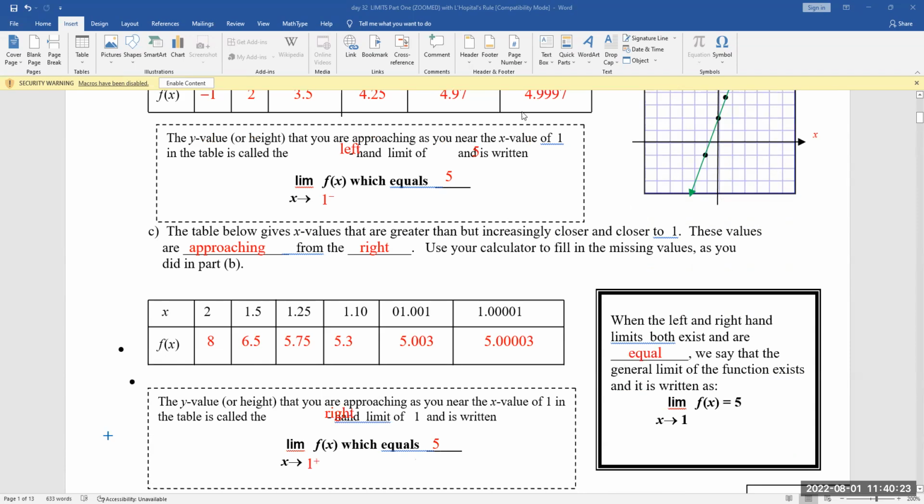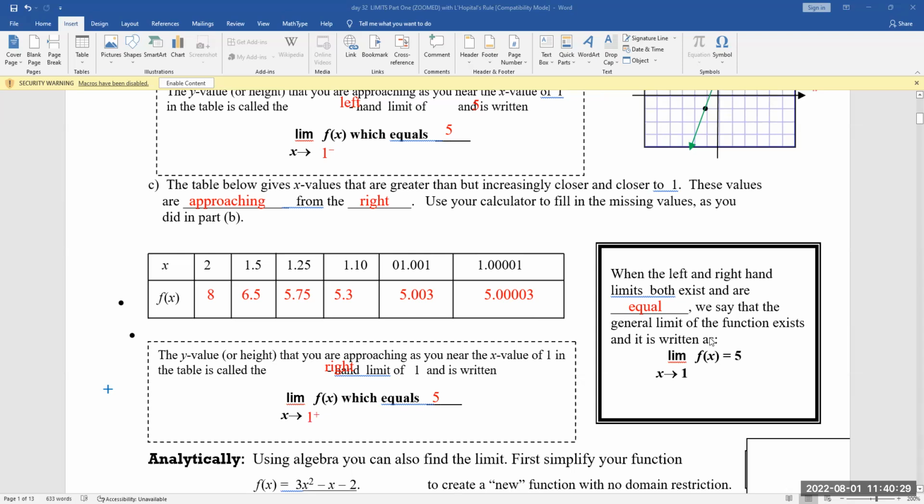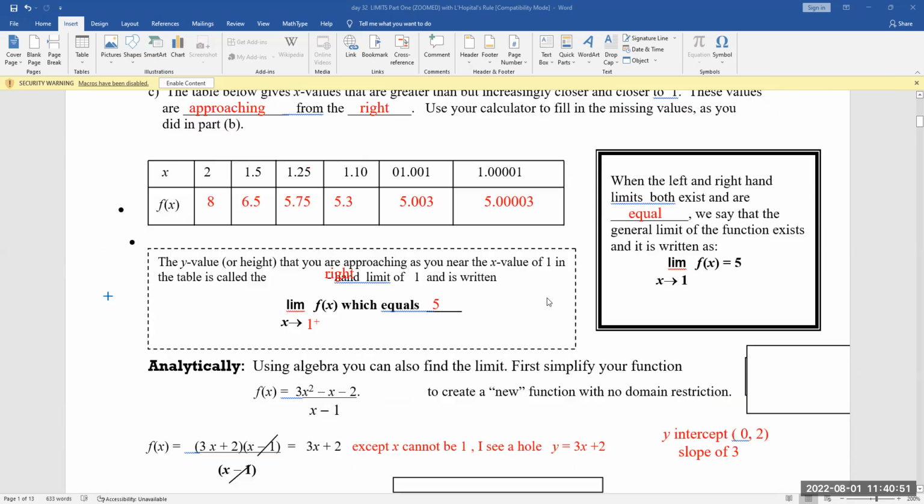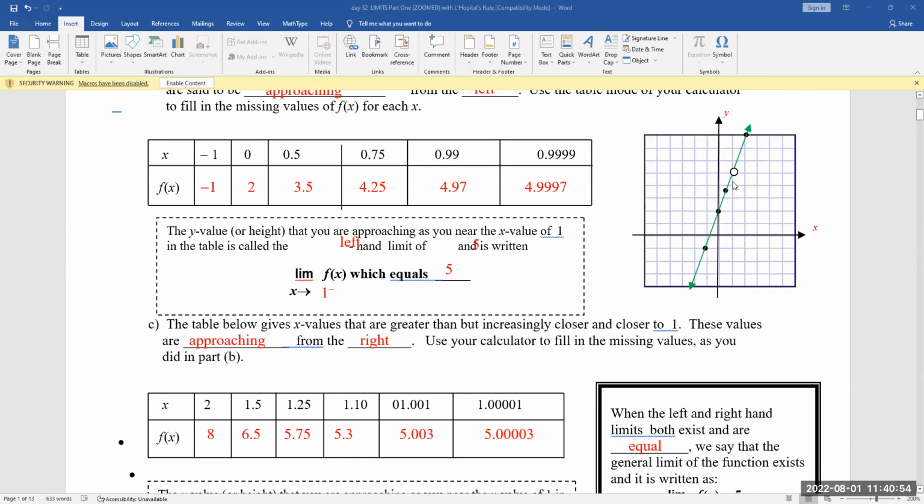And so it appears that 4.997 and 5.0003 were the limits from the left and the right, exactly the same. So we said the limit as x approaches 1 was going to be 5. We algebraically factored our function, 3x plus 2 times x minus 1, and reduced this function to an equation of a line that had a hole in it because of the domain restriction. And so we have 3x plus 2, which corresponds with the plotting of the points that we have here. Our y-intercept was at (0, 2). Our hole was at (1, 5).